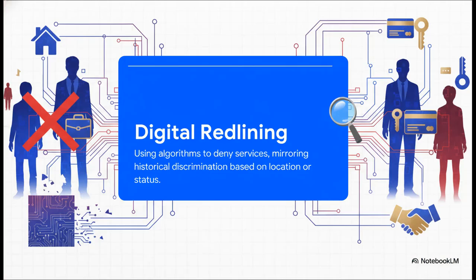One of the most damaging things we're seeing is something called digital redlining. You know how banks used to literally draw red lines on maps to deny loans to people in certain neighborhoods? Well, algorithms can do the exact same thing now, just digitally, denying loans, job opportunities, or other critical services based on data that ends up being a stand-in for race or class.